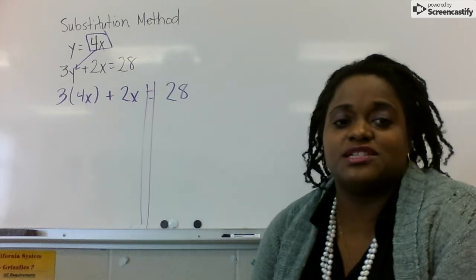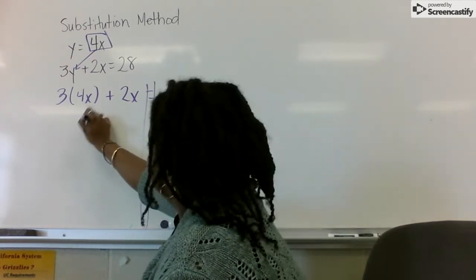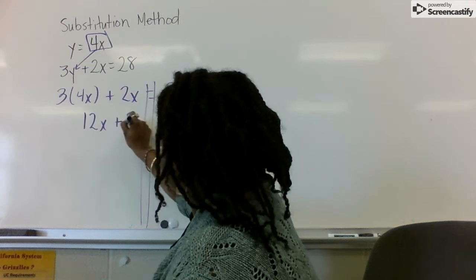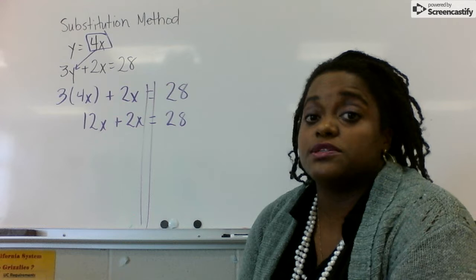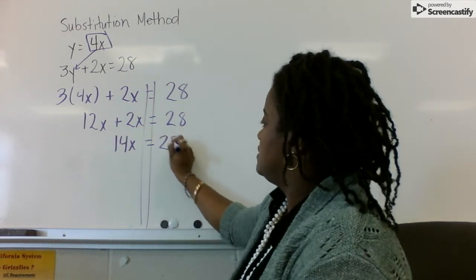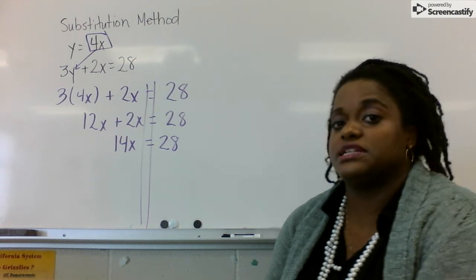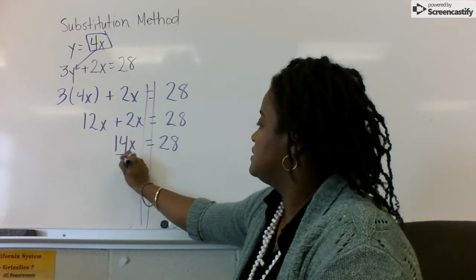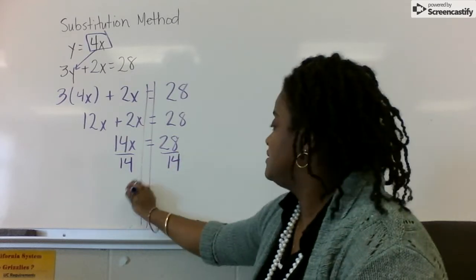And I make my train track. So we multiply 3 times 4x, we get 12x, add that to 2x. 12x plus 2x equals 14x. And now we get to divide. So we have 14x equals 28, divide by 14 on both sides. And we get x equals 2.